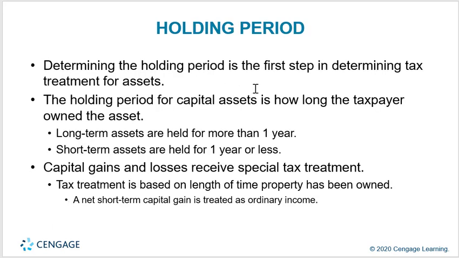Determining the holding period is the first step in determining tax treatment for an asset. The holding period for capital assets is how long the taxpayer owned the asset. So long-term assets are held for more than 1 year. Short-term assets are held for 1 year or less. And so capital gains and losses receive special tax treatment. Tax treatment is based on the length of time property has been owned. A net short-term capital gain is treated as ordinary income.